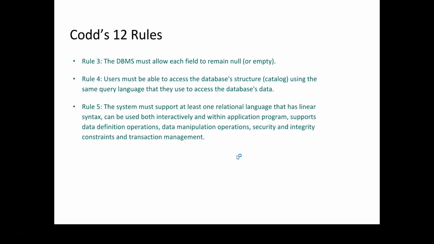Rule number 5. The system must support at least one relational language that has linear syntax that can be used both interactively and within application programs. It supports data definition operations, data manipulation operations, security and integrity constraints, and transaction management. To simplify that, it says that the system should support one programming language. That's the bottom line. That uses a linear syntax, not something like an event-based one.